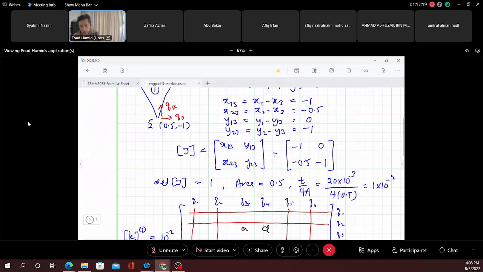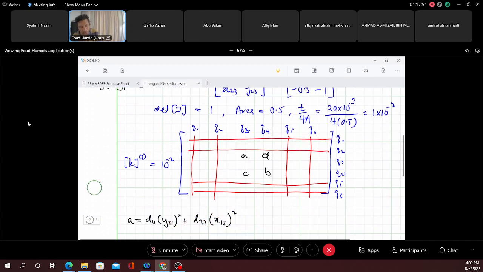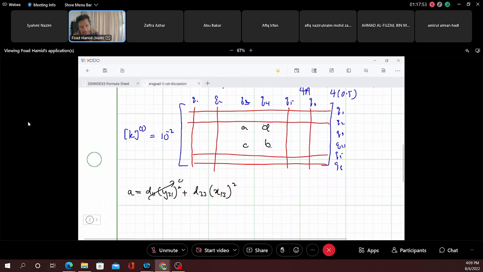Y13 is Y1 minus Y3. So Y31 is just the negative of Y13, because if we change the sign here, if we put minus Y1 minus Y3, then it becomes Y3 minus Y1, right? So Y3 minus Y1 is just 0 because Y13 is 0. The negative of 0 is also a 0. So this is 0.